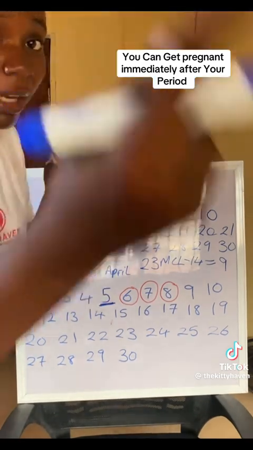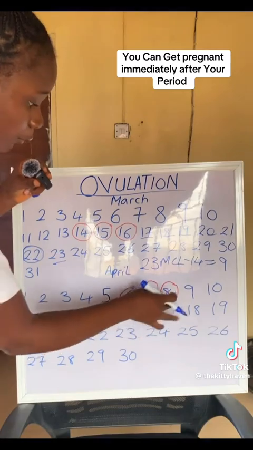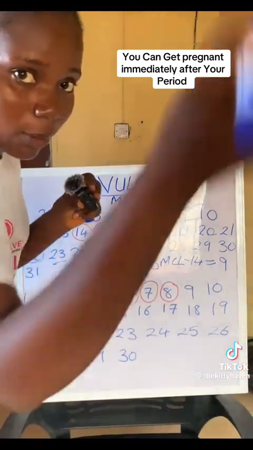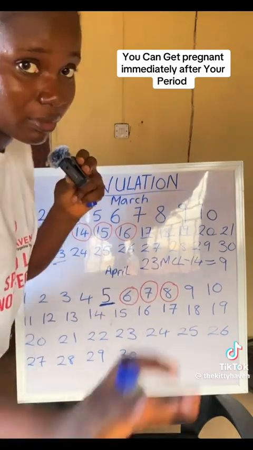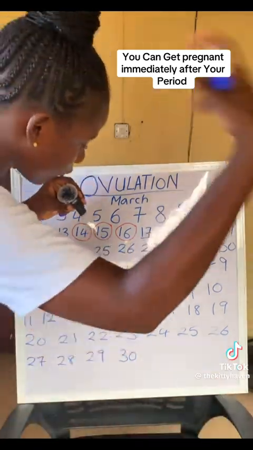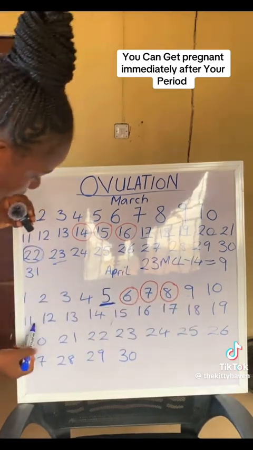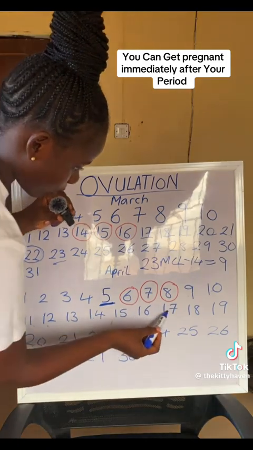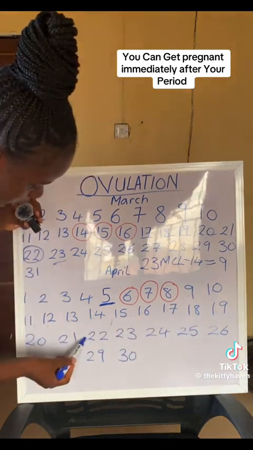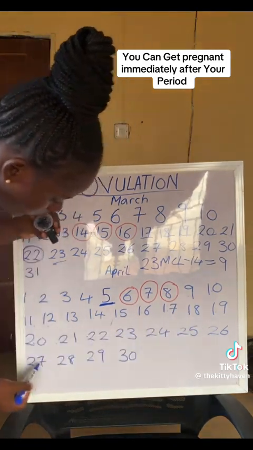So when next am I going to be having my period? And now she has done the period for April, which is 6, 7, 8. Since she already knows that she has a 23 days menstrual cycle length, she can say, okay, let me even predict it. She can start from 6, which is 1, 2, 3, 4, 5, 6, 7, 8, 9, 10, 11, 12, 13, 14, 15, 16, 17, 18, 19, 20, 21, 22, 23.